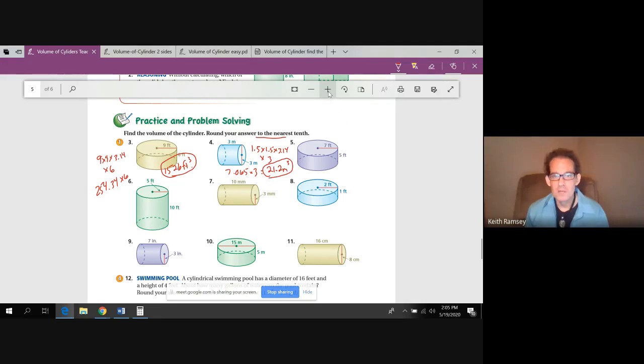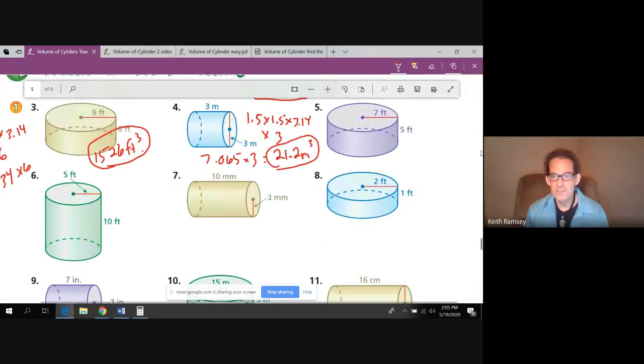For number 4, I'm going to make this a little bit bigger so it's easier for you to see. Let's look at number 5 here. This one, they give us the radius, which is great. So radius squared is 7 times 7, or 49, times pi, times the height. So I'm going to type 49 times pi. And I get 153.86. I'm going to multiply that times 5, which equals 769.3. And we'd say feet cubed.